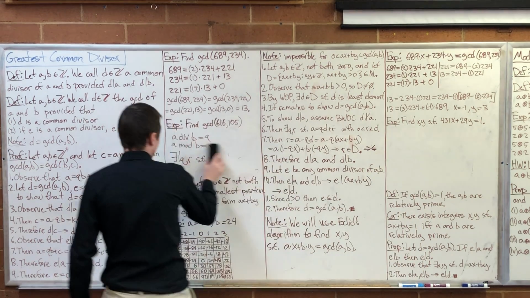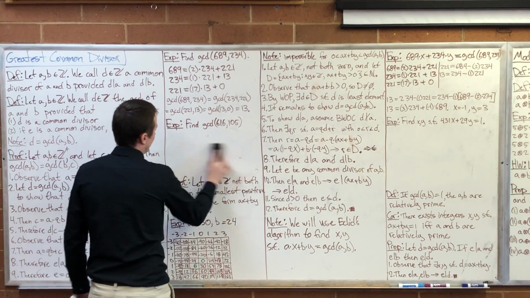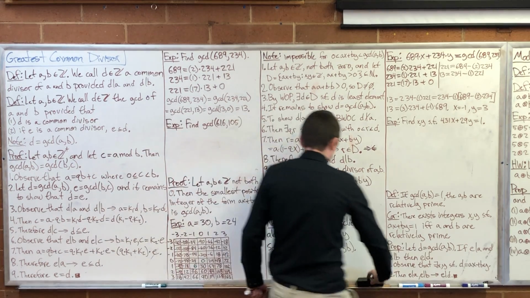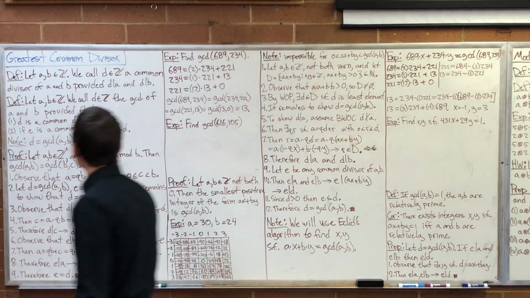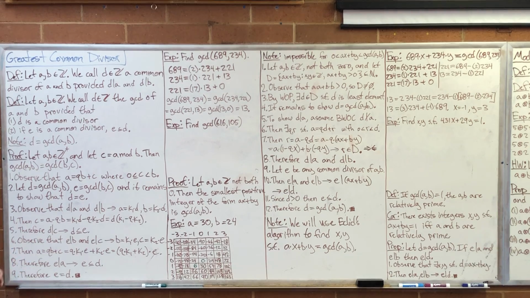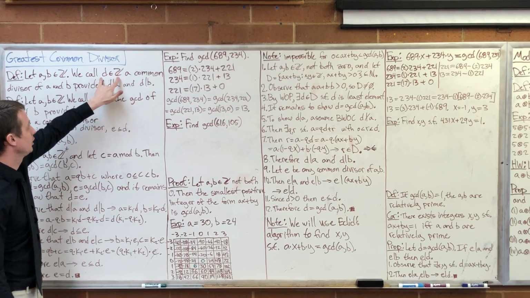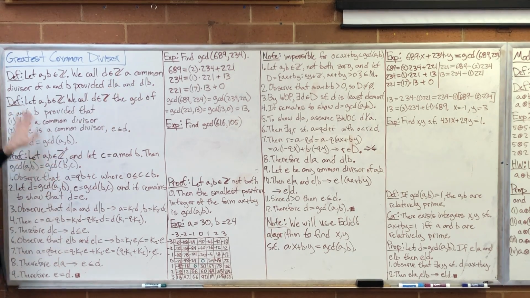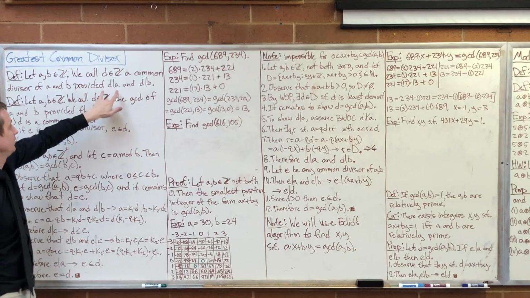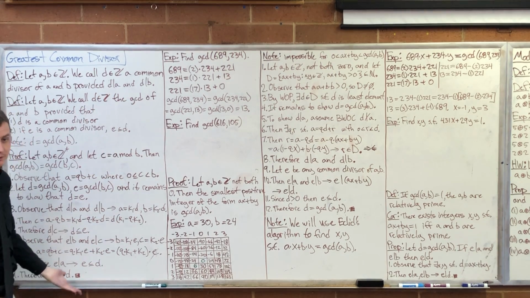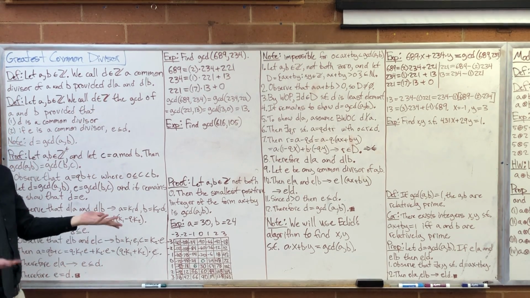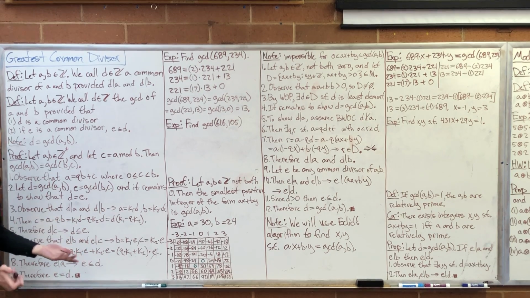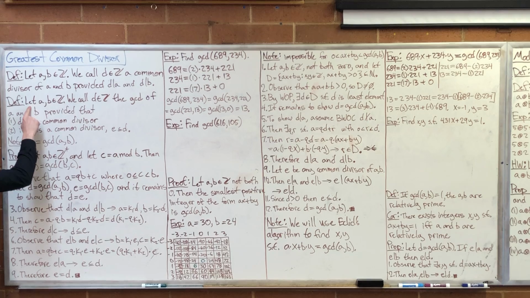So now, today, we'll begin with talking about the greatest common divisor. First off, what's a common divisor? Let a and b be integers. We call the integer d in Z a common divisor of a and b, provided that d divides a and d divides b. If d divides both numbers, d is a common divisor. New information, right? Okay, next.